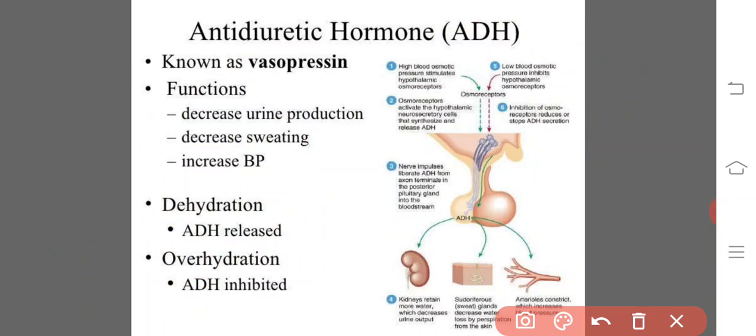So this is all about the ADH hormone. Simply, ADH is released from the neurohypophysis as vasopressin, and it acts upon the distal convoluted tubule and the collecting duct and enhances the permeability. Thereby it reabsorbs more and more water into the cortical and medullary regions, and thereby reduces the volume of urine production.